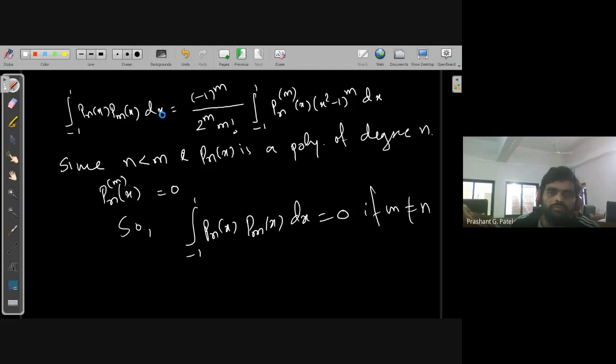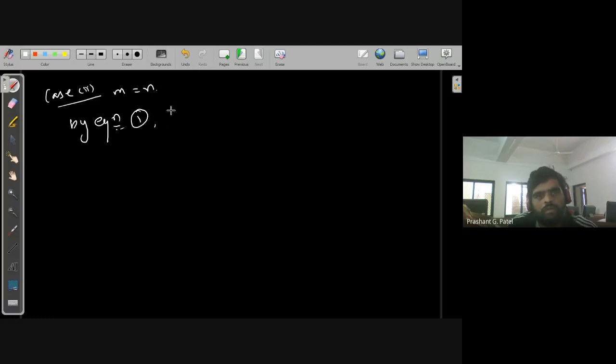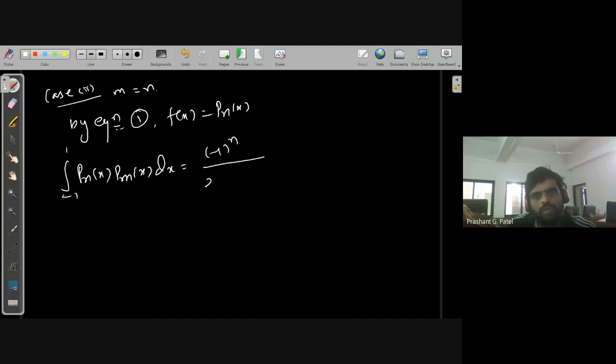Now case number 2, that is m equal to n. What will happen if m is equal to n? Then by equation 1 we'll consider f(x) equal to Pn(x). So that will be the integral from minus 1 to 1 of Pn(x) Pm(x) dx equal to (minus 1)^n upon 2^n into n factorial, the integral from minus 1 to 1 of Pn times the nth derivative of (x squared minus 1)^n dx.